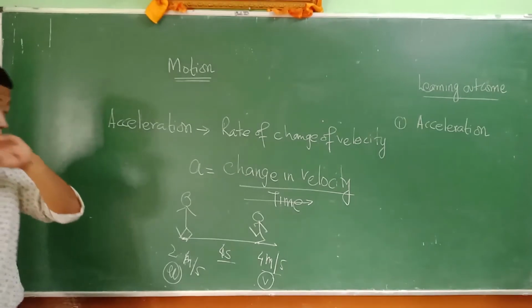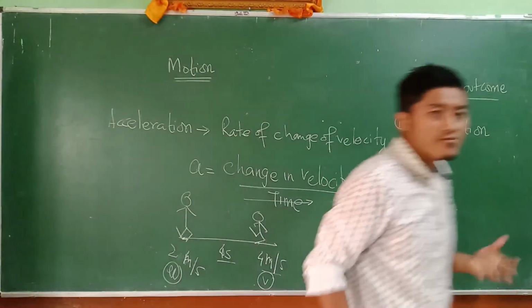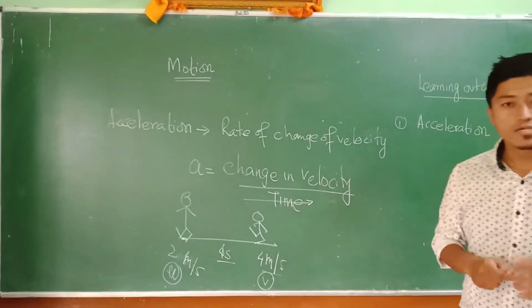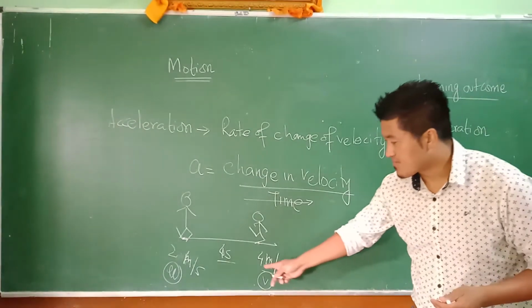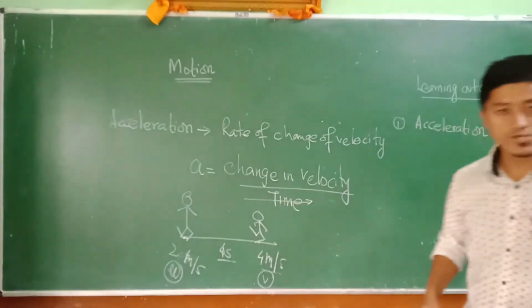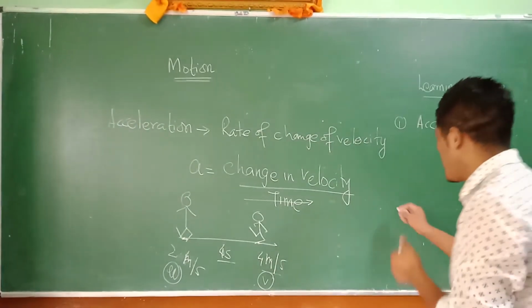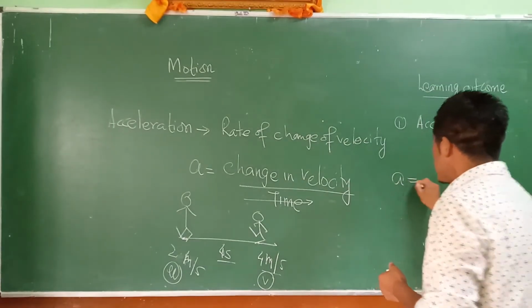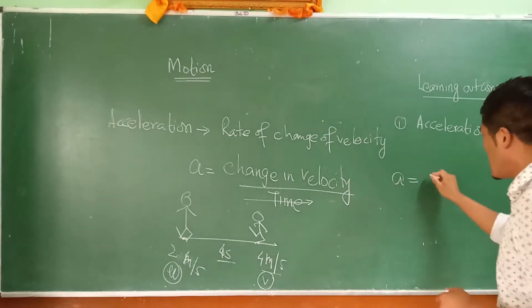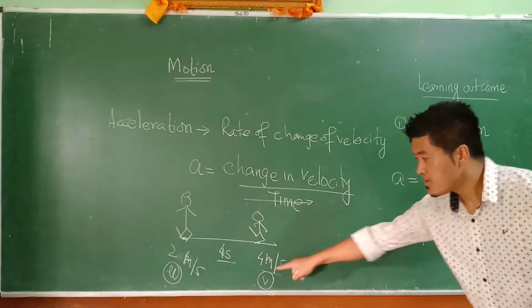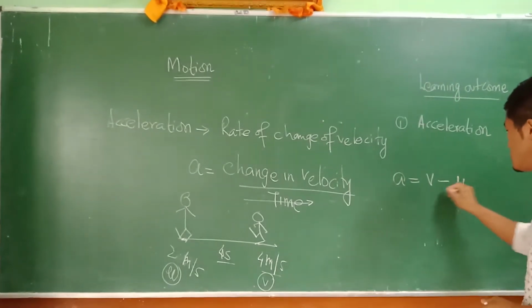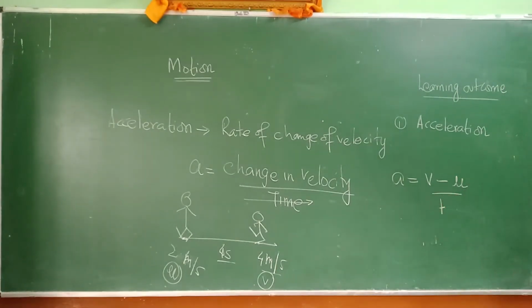Now what do you call the change in the velocity? How much is the change in velocity? So definitely you're going to subtract 4 minus 2, that is 2, right? So how are we going to write here? a is equal to, how are we going to write here? That is (v - u) / t, right?